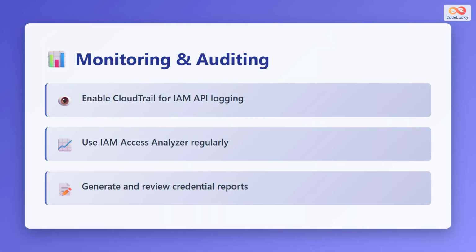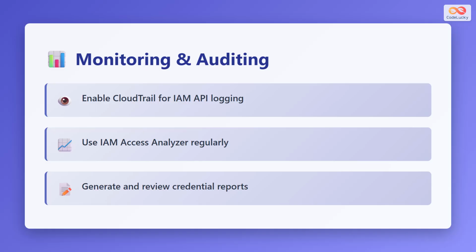Continuous monitoring and auditing are essential for maintaining security. Enable AWS CloudTrail for IAM API logging. CloudTrail records all API calls made in your account, providing a complete audit trail of who did what and when. This is invaluable for security investigations and compliance requirements.